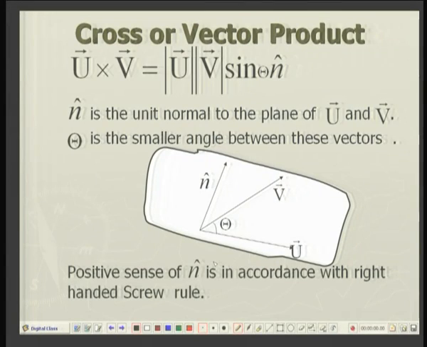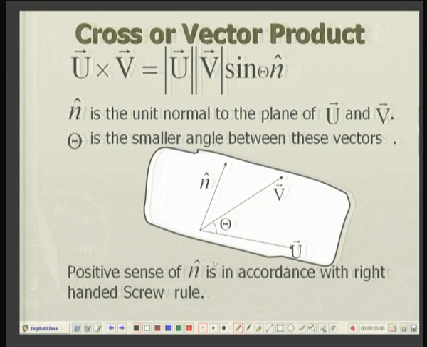Let there be two vector quantities, vector u and vector v. We define the cross product of u and v, namely u crossed with v, as the product of the magnitude of u, magnitude of v and sine of the angle between u and v. Again the smaller angle is considered, so sine theta. Now, since this product gives me a vector quantity, the question naturally is asked, which is the direction of this quantity.